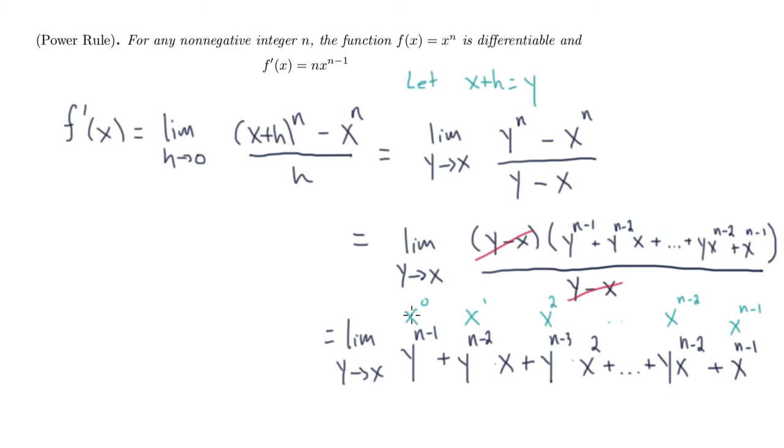n terms in total. And when I let y go to x, notice that this is going to be x to the n minus 1, this is going to be x to the n minus 1, x to the n minus 1, because I'm adding, so n minus 3 plus 2 is n minus 1, n minus 2 plus 1 is n minus 1, and of course x to the n minus 1. So I really do get n terms, each of those terms being exactly x to the n minus 1 upon applying the limit laws. And so that's the idea behind justifying the power rule.